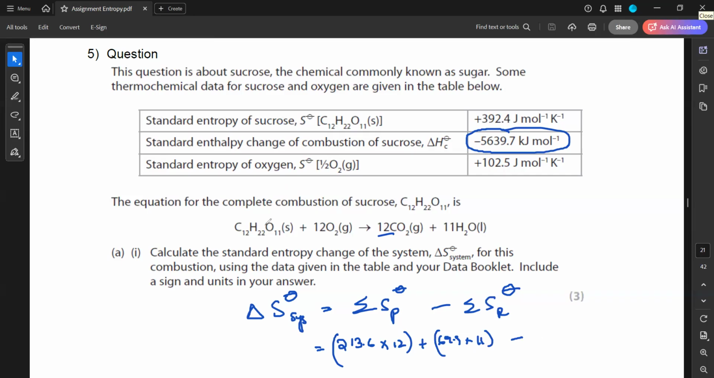Minus the reactants. What are the reactants here? 1 mole of sucrose, so that is 392.4, plus for oxygen it is 102.5, and how many moles of oxygen are there? 12. So this will be multiplied by 12. So the product minus the reactant will give us the total entropy change of the system.